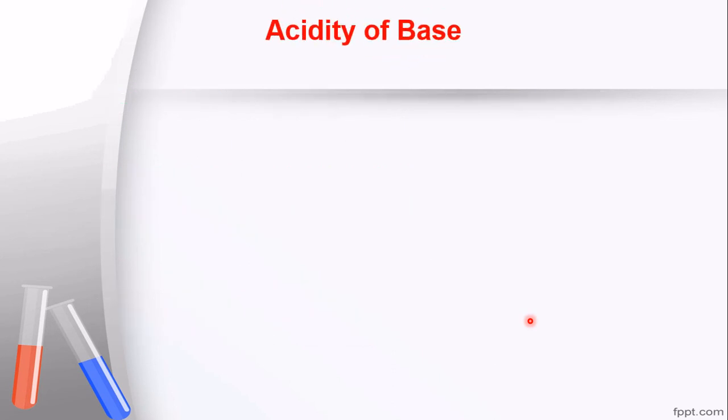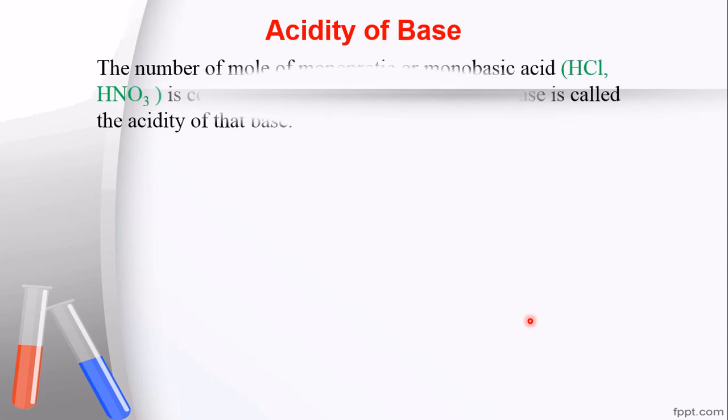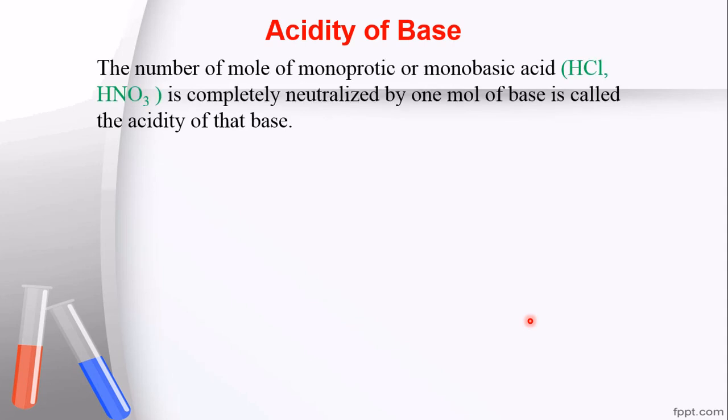And acidity of base. What is acidity of base? The number of moles of monoprotic or monobasic acid, here also the acid which has only one hydrogen ion, such as hydrochloric acid or nitric acid, these acids are called monoprotic acids, that is completely neutralized by 1 mole of base is called the acidity of that base.